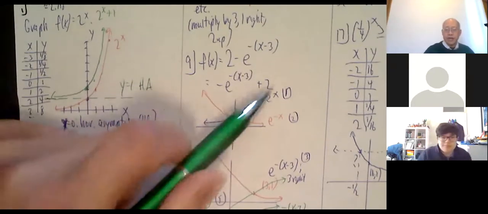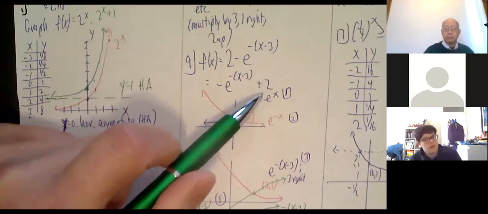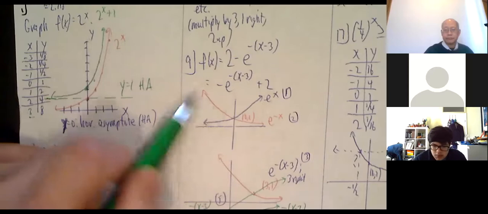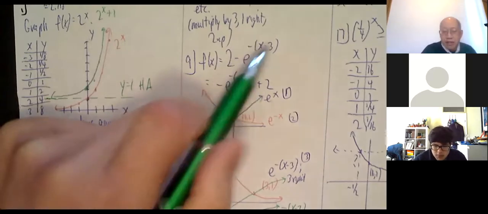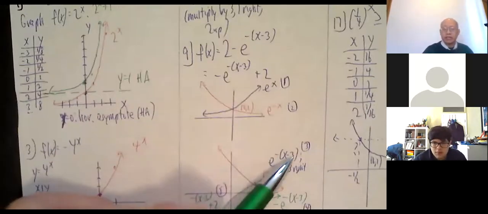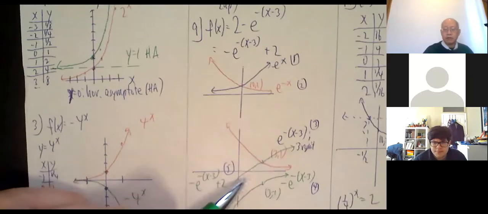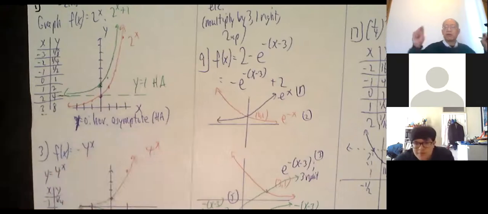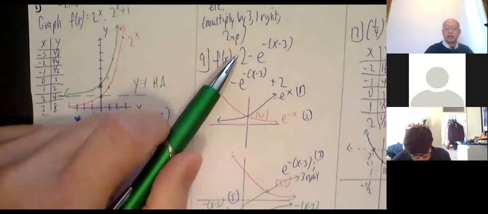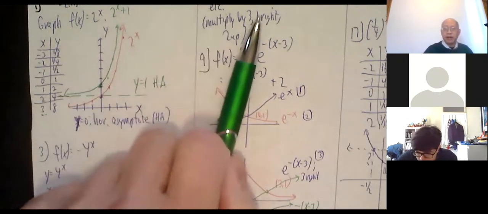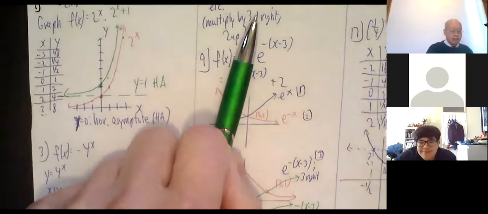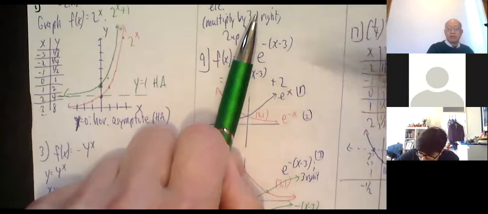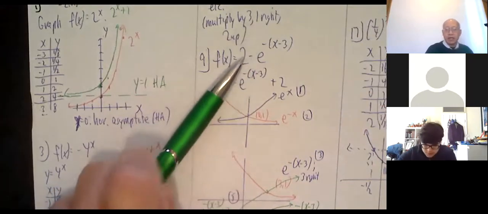So I started off with e to the x. Then I see the negative there, okay, e to the negative x. Then I see the parentheses x minus 3, so 3 to the right. It's sort of like I'm trying to make my function grow, quote unquote, until it ends up looking like that. So right now I have e to the negative x minus 3. And now I still need that minus sign and that 2.